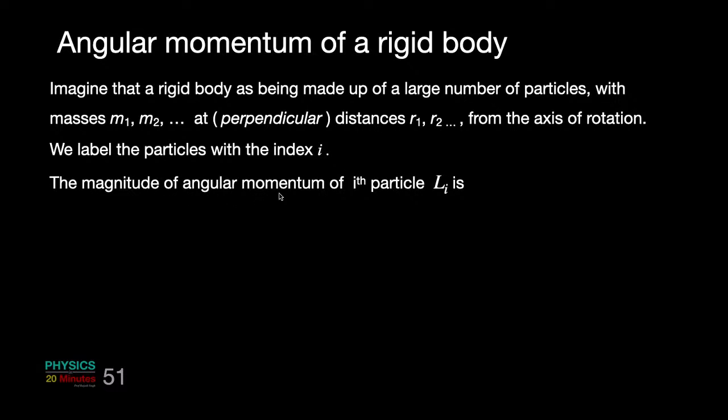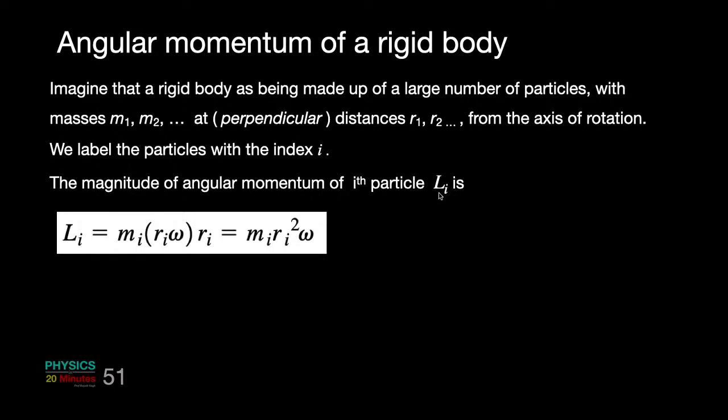The magnitude of the angular momentum of the ith particle. Now we can use whatever we have developed so far. So the magnitude of angular momentum of the ith particle is m v r, but v is nothing but r omega. So m v r will become m r omega into r. Remember, we are writing all this for the ith particle. Once you open the bracket, you can write it as m i r i square omega. So this is the angular momentum of the ith particle.